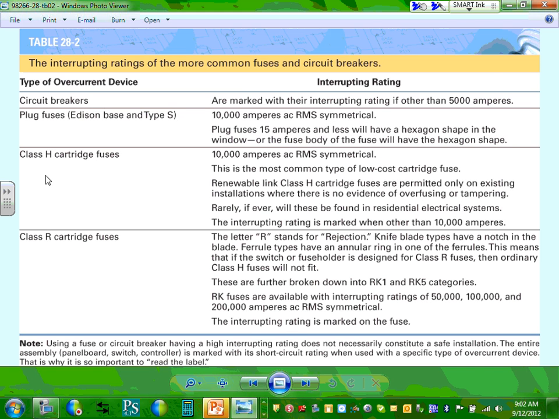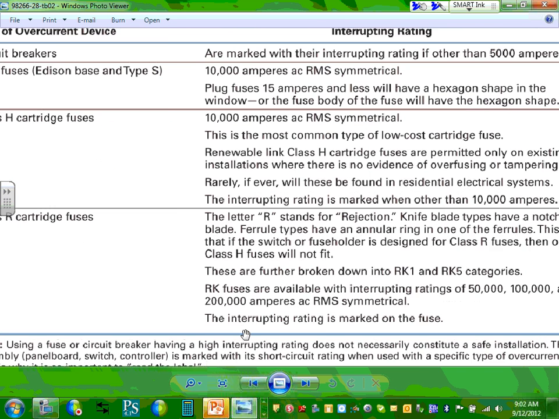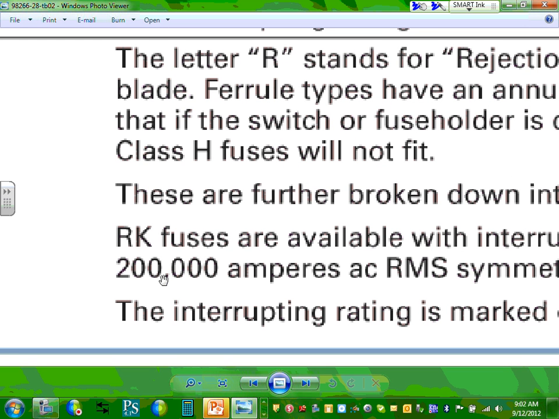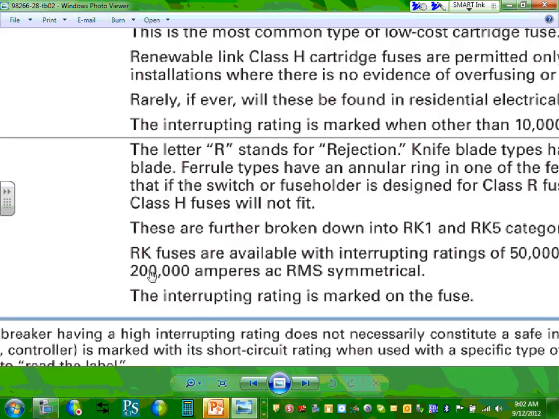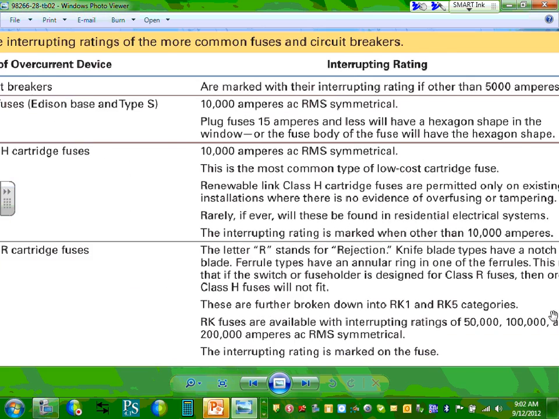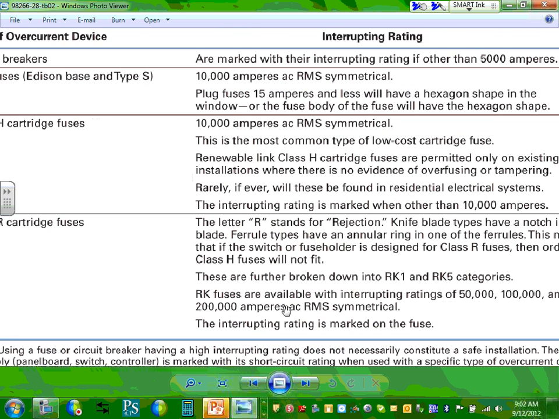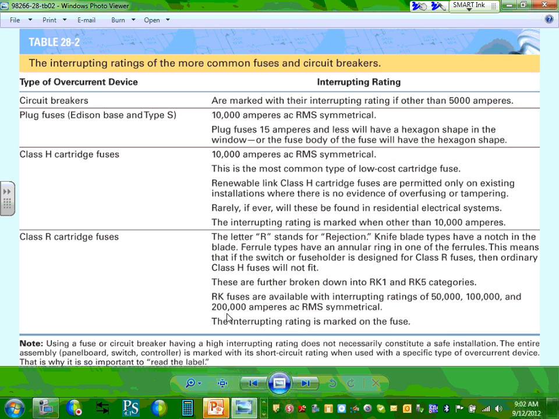This is the classification of fuses, guys. Class H cartridge fuses, class R cartridge fuses. Look at the R. Here's my favorite. You're going to hear a lot of RK. Can you guys see RK? Can you see the differences? R can go up to what? 200,000. The more short circuit current that thing can handle, the more superior the equipment is and the more expensive. Can you see that 10,000 versus these guys sitting at 10 instead of 10,000? These can go from 50 all the way, RK all the way to 200,000.